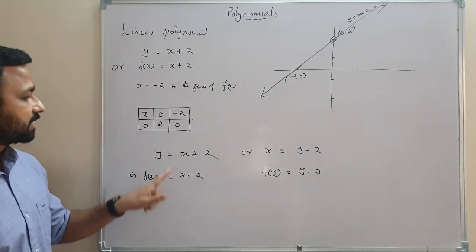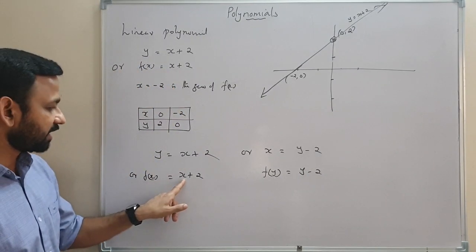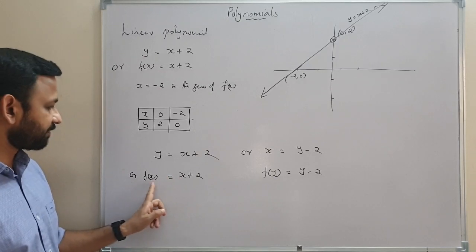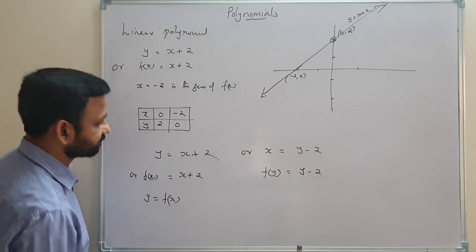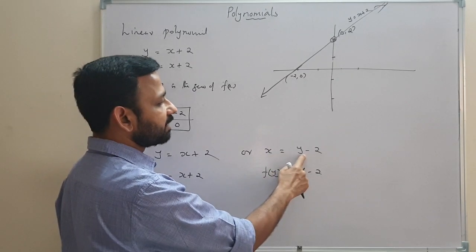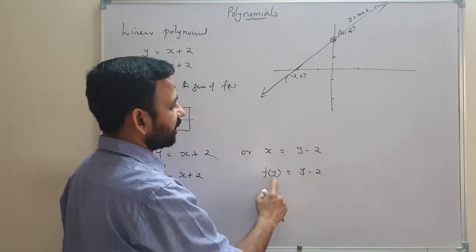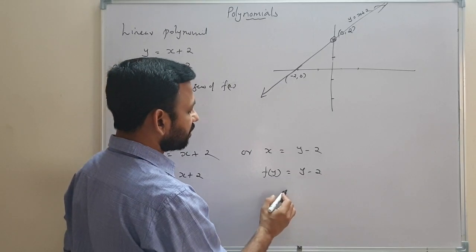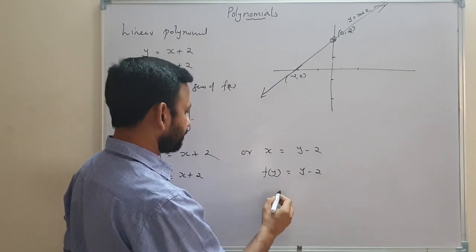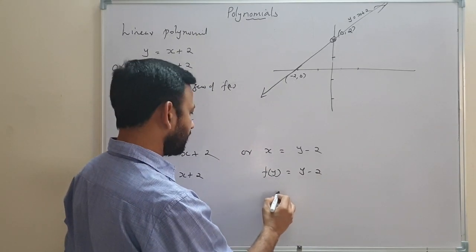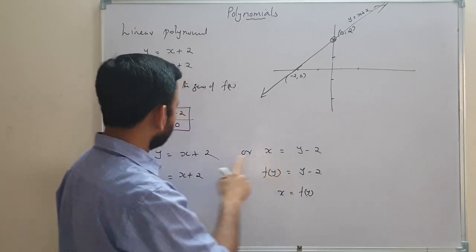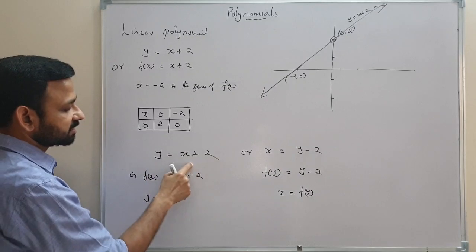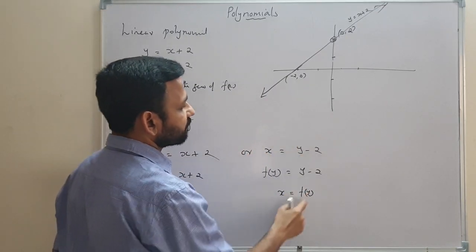So here the variable of this polynomial is x. That's why we are writing f of x equal to x plus 2, or y equal to f of x. And here the variable of the polynomial is y. F of y equal to y minus 2, or we can write x is equal to f of y. Here y equal to f of x. Here x is equal to f of y.